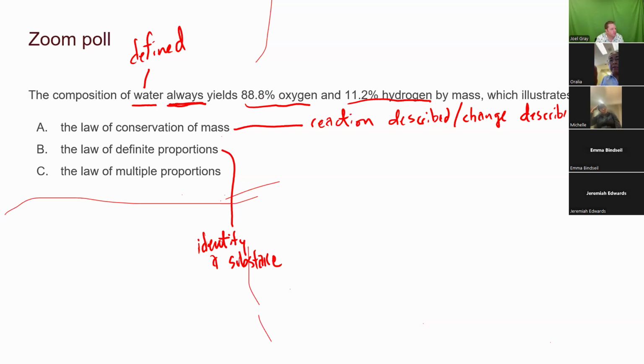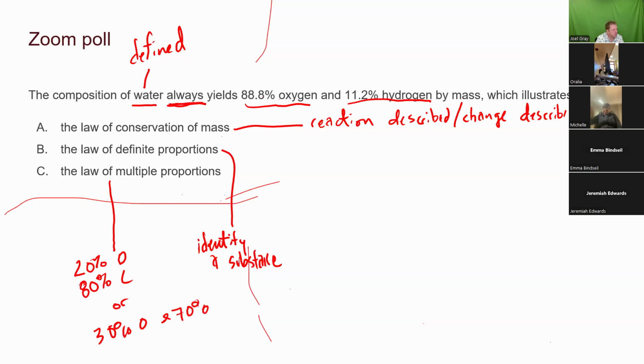And then last but not least, law of multiple proportions would be something where you have different percentages. A substance is 20% oxygen and 80% carbon, or 30% oxygen and 70% carbon. So here we have different options that it could be.